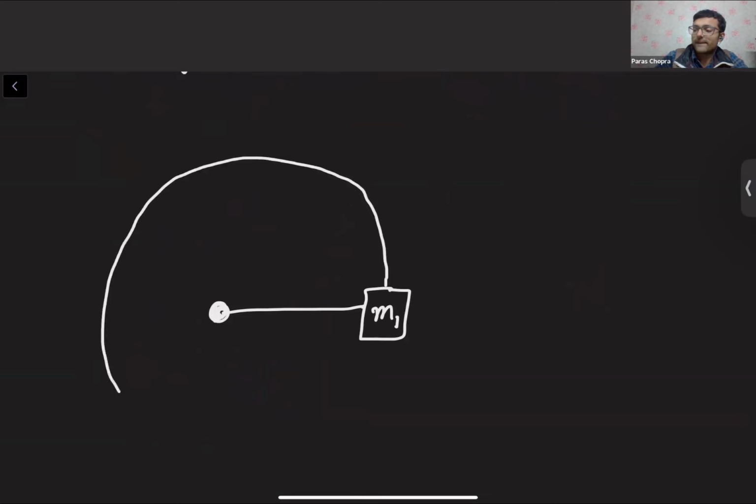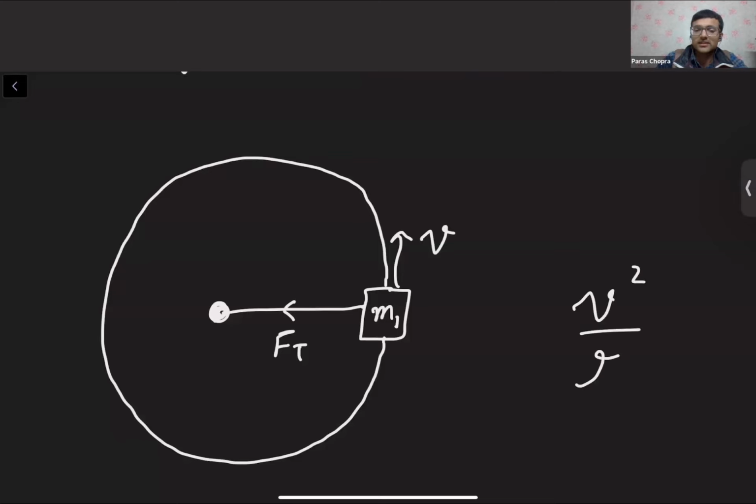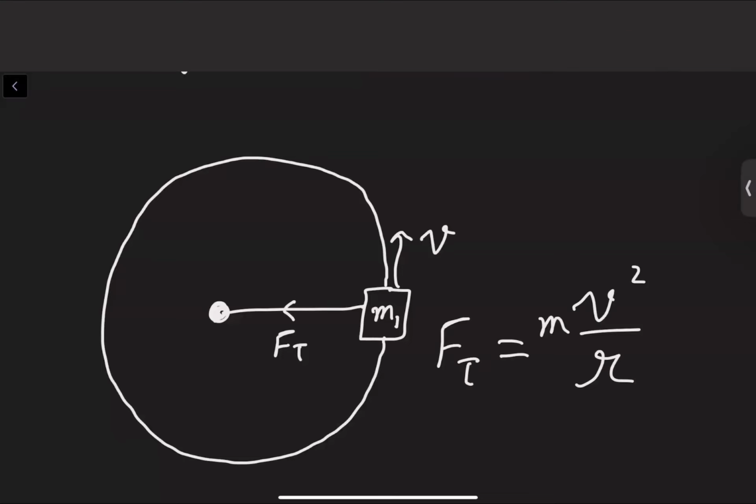So if you have a stone tied with a rope and attached to a string, and this string is going along a circle, what will be the tension in this string in terms of mass and the velocity? V square by r will be the acceleration, and therefore the force of tension in this case will be mv square by r. So here we will say the tension force is providing the centripetal force.